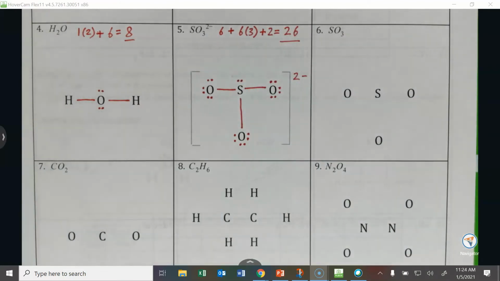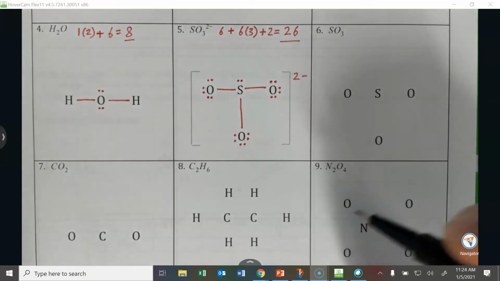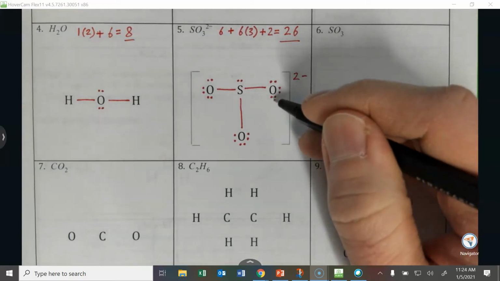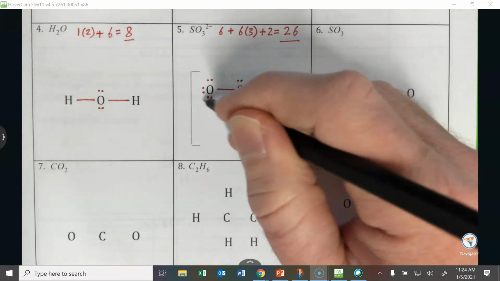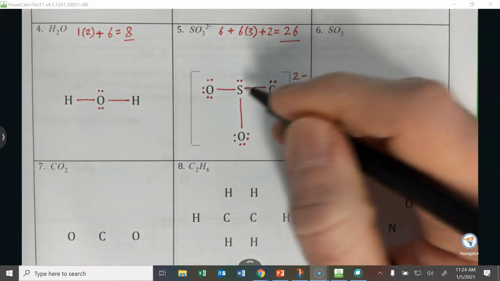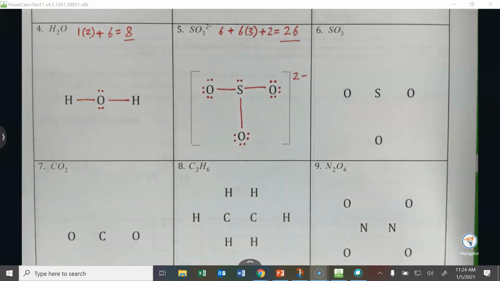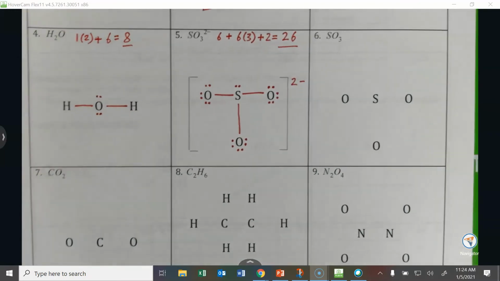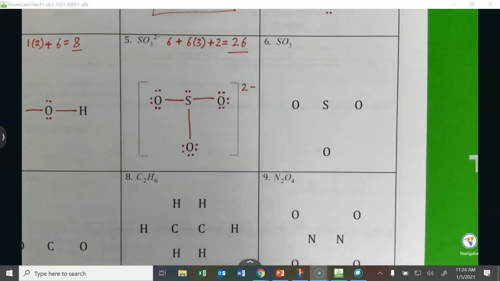So we did skeleton, outsiders, and then leftovers go on the central atom. Now we check to see if everyone's happy. Oxygen is happy in every case because it's got 8 valence electrons, and sulfur also has 8 valence electrons. It's happy. Let's go on to number 6, SO3.